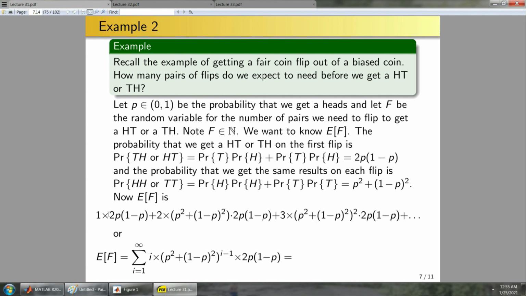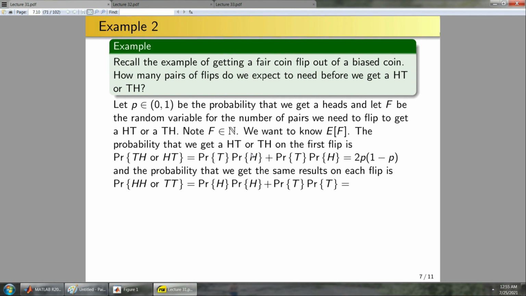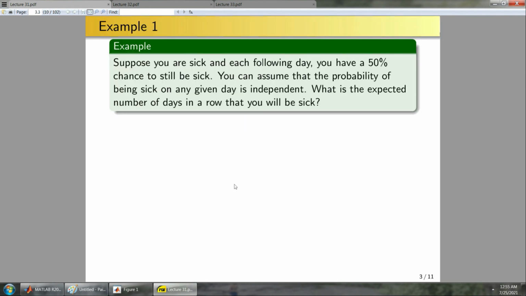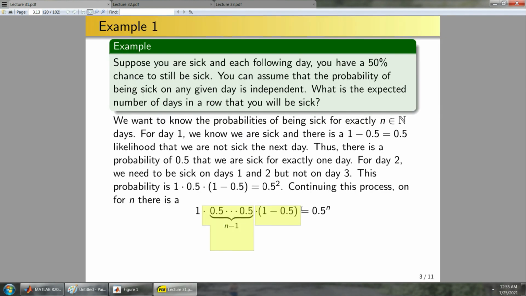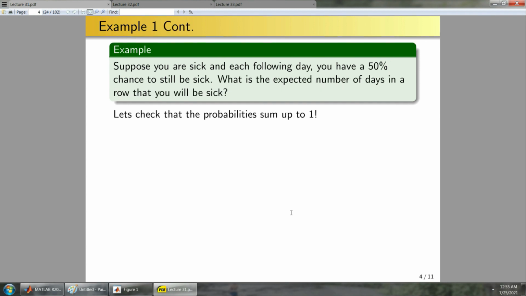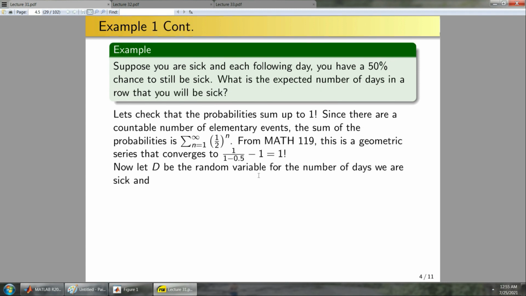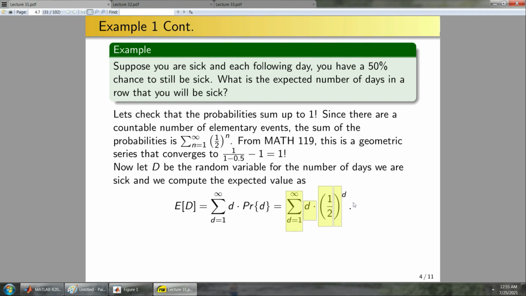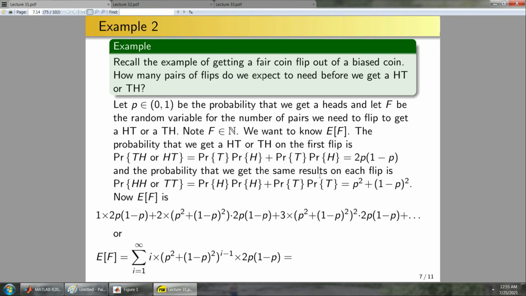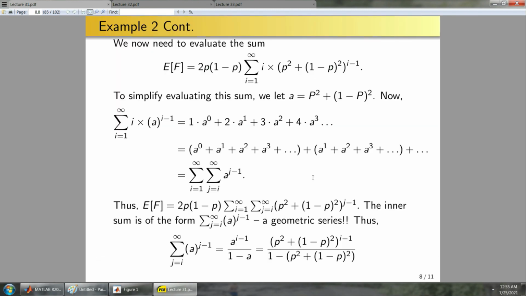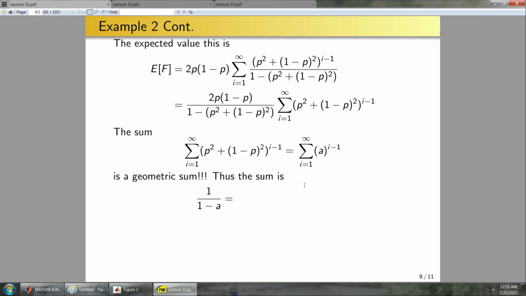So if you look here in the case where p is equal to 0.5, this simplifies to the term here that I had in example 1. Where I asked you to compute this series here, the technique that I would apply to this is exactly the technique that I'm using for example 2. I promised I would show you how to do that. Here's where I showed you how to do it.